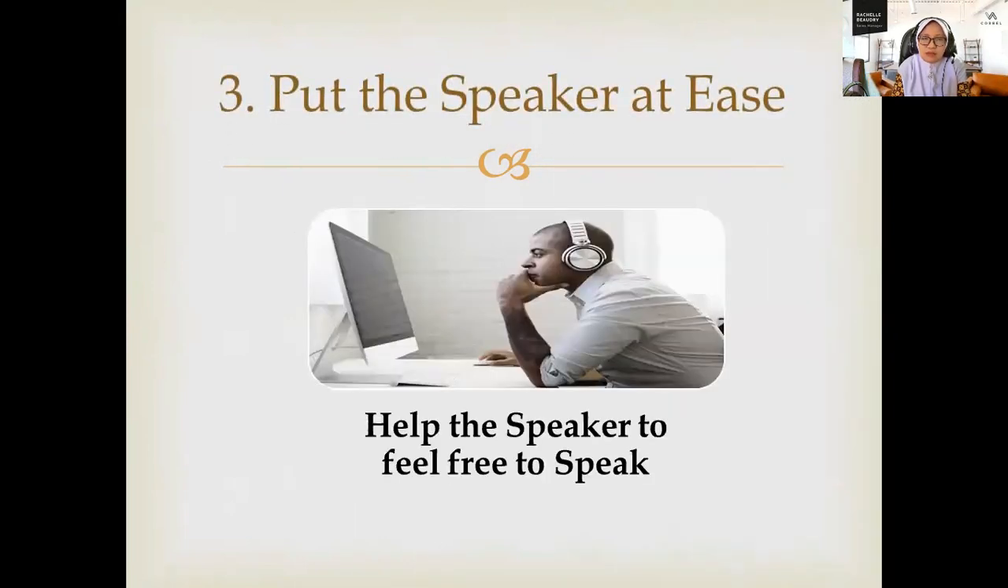Put the speaker at ease. What does it mean? When you have to put the speaker at ease, it means help the speaker to feel free to speak. So don't interrupt the speaker. Don't interrupt the audio. Don't rewind the audio. Just go on.